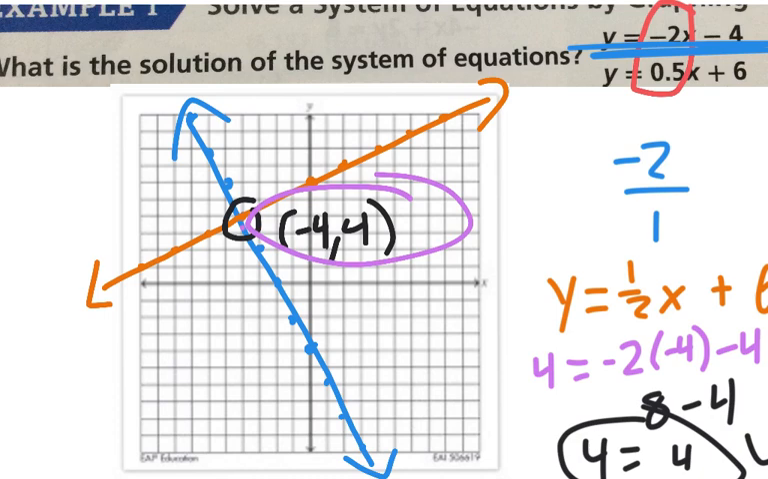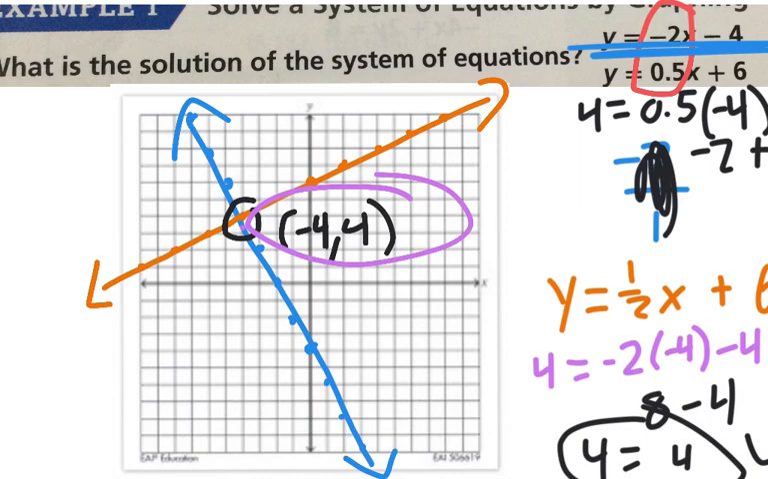So if I plug in negative 4 here, that's going to be 4 equals 0.5 times negative 4 plus 6. What is half of negative 4? Negative 2. What's negative 2 plus 6? Different signs. We subtract the numbers. Keep the sign of the dominant number. 6 is dominant over 2. Keep the positive. So this says 4 equals 4 here.